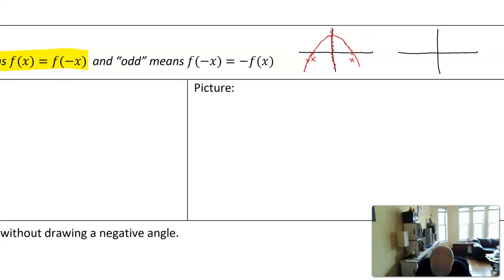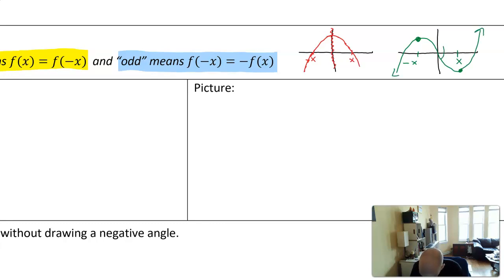And odd functions mean f of negative x is the opposite of f of x. So if I had some x and some negative x, equal and opposite, then I might have a function that does this, but then at its opposite point, it has the opposite value. And so that was kind of rotational symmetry around the origin. That's what even and odd meant for functions.